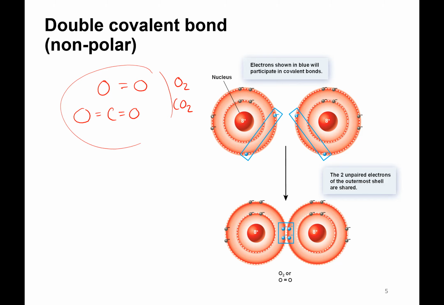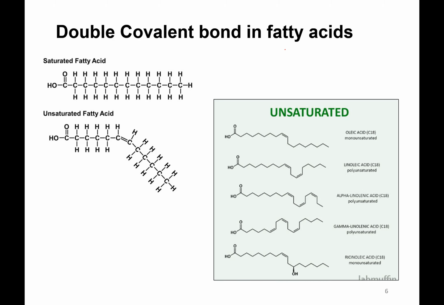Another place in biology where double covalent bonds are really important is in fatty acids. Okay. So we will come back to this a few more times this semester, but saturated fatty acids have all carbon-carbon single bonds, and they have lots of hydrogens.